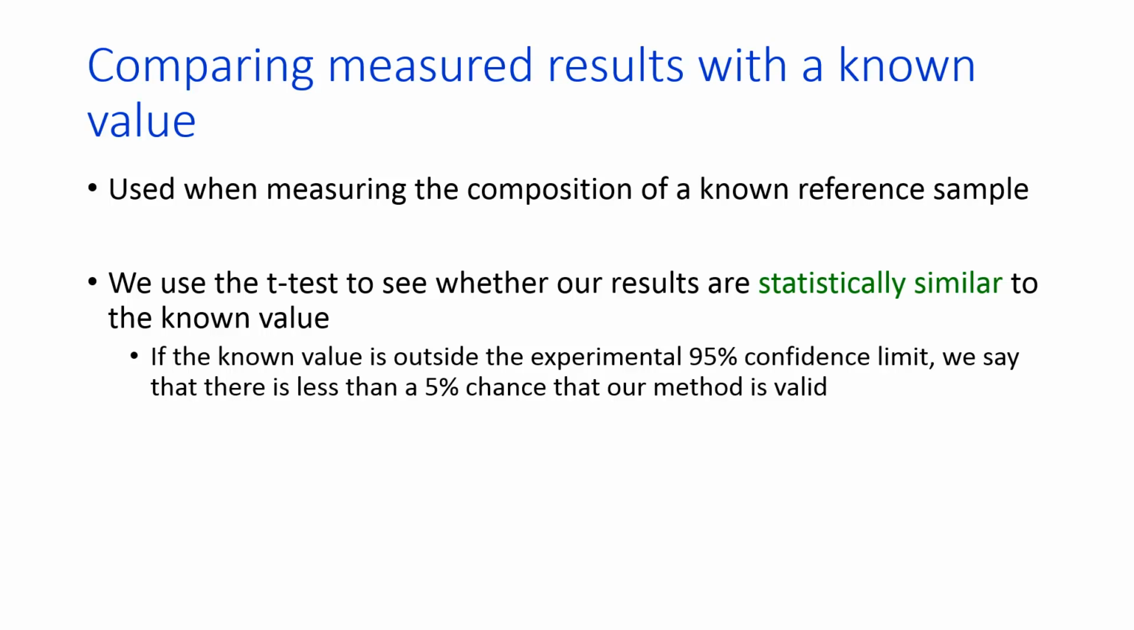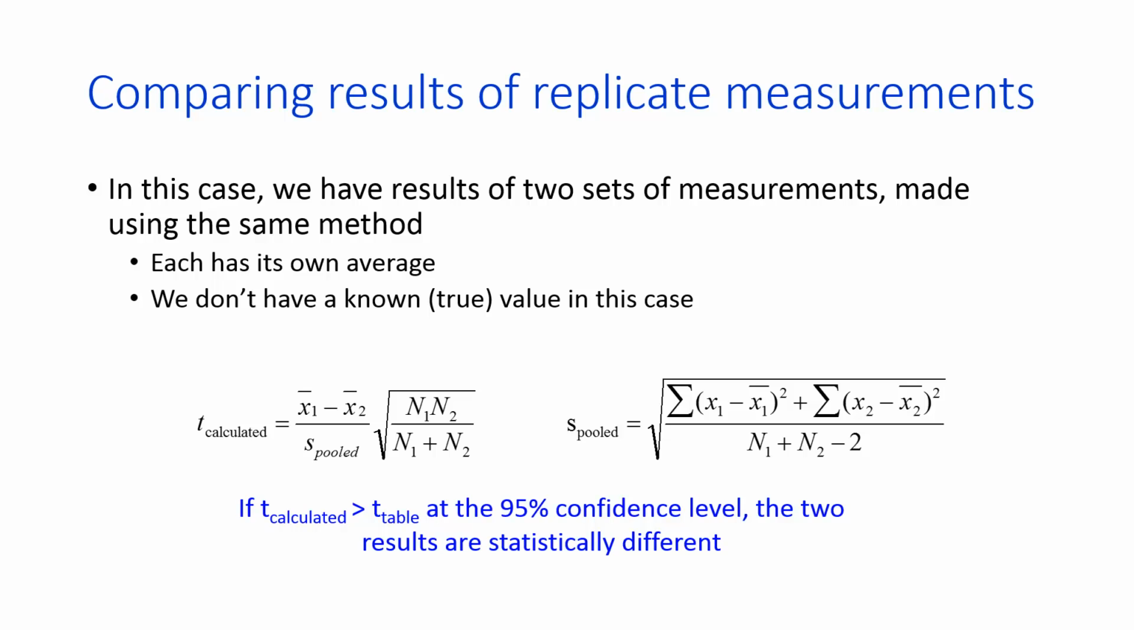We can compare our measured results with a known value, which is sort of the most useful thing to do if we have a known value. What we can do is say, okay, we measured our sample 10 times, and we know that the answer should be X, and we got Y. And so we can use our t-test to determine whether X and Y are statistically similar or statistically different.